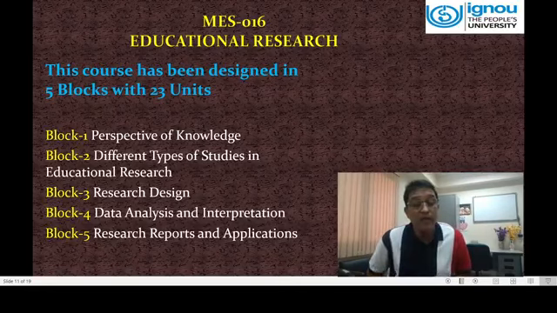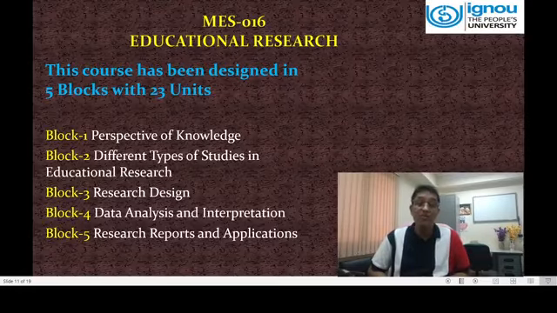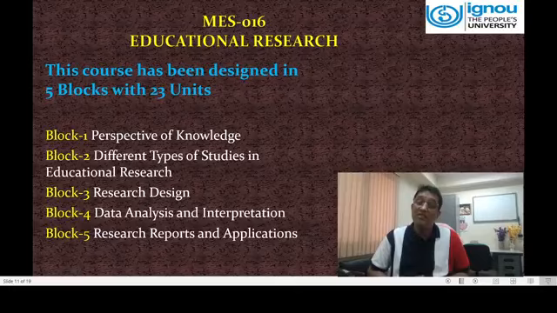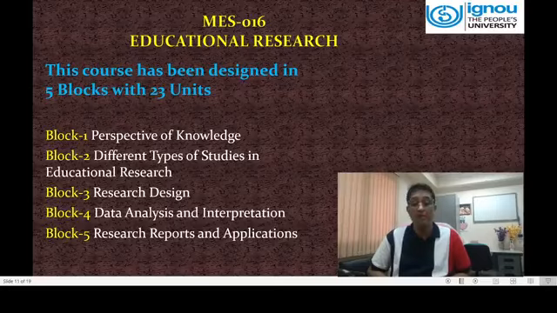And block 5, that is research reports and applications. So how to prepare the research report and its implications, okay, its applications or implications. How to discuss the result of your research that you have received, okay. So what are the implications of the study that you have conducted.